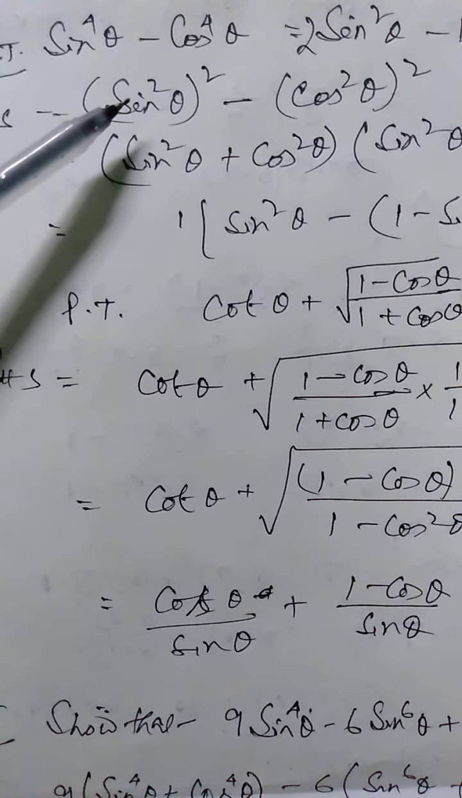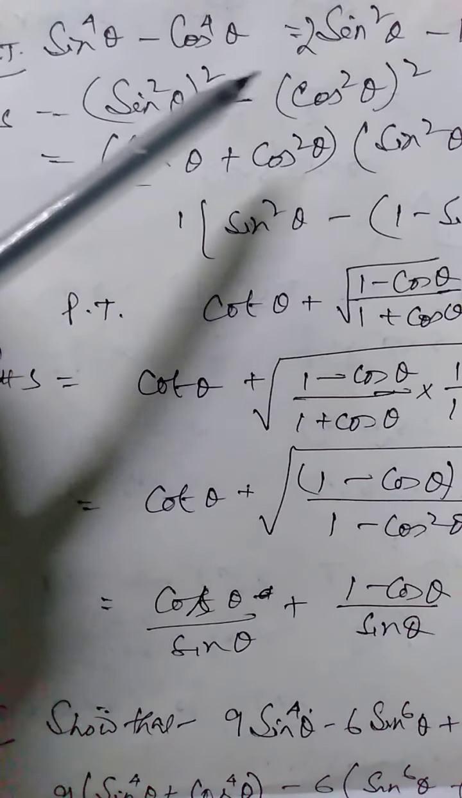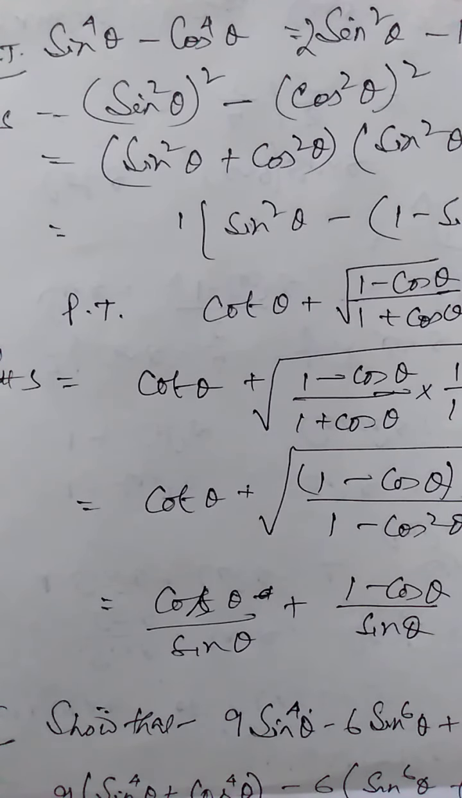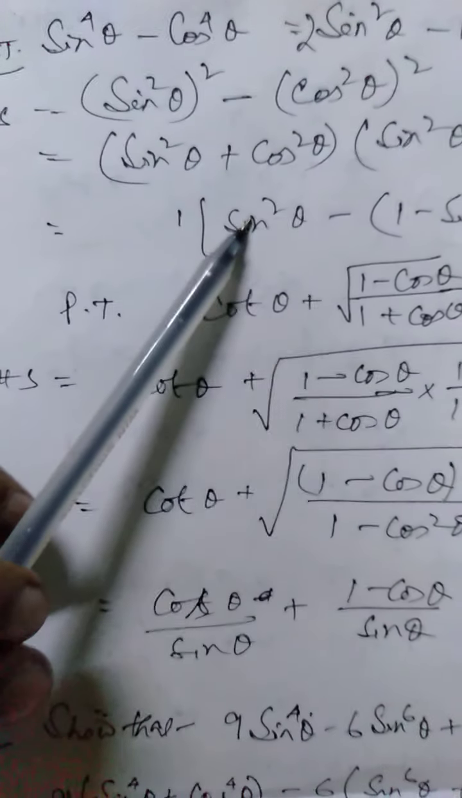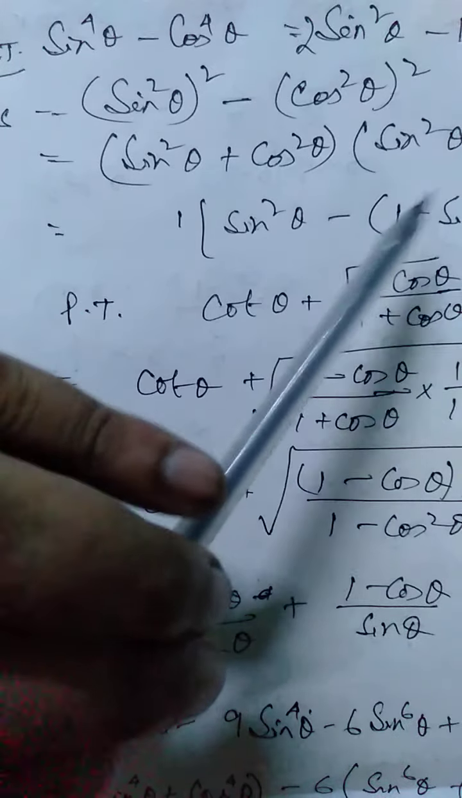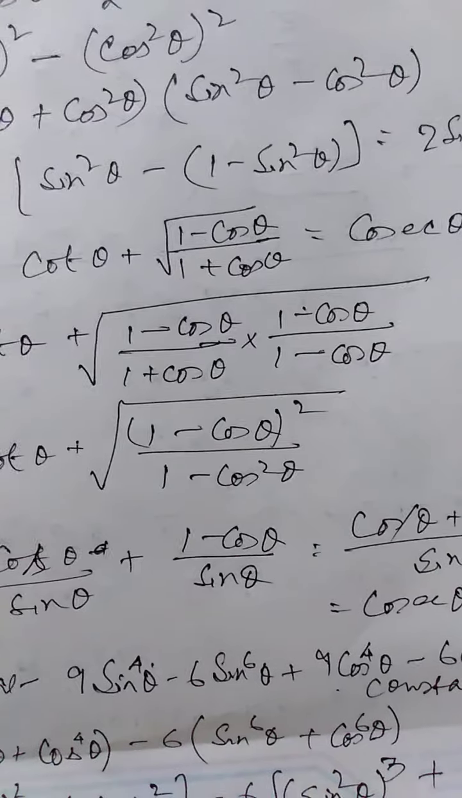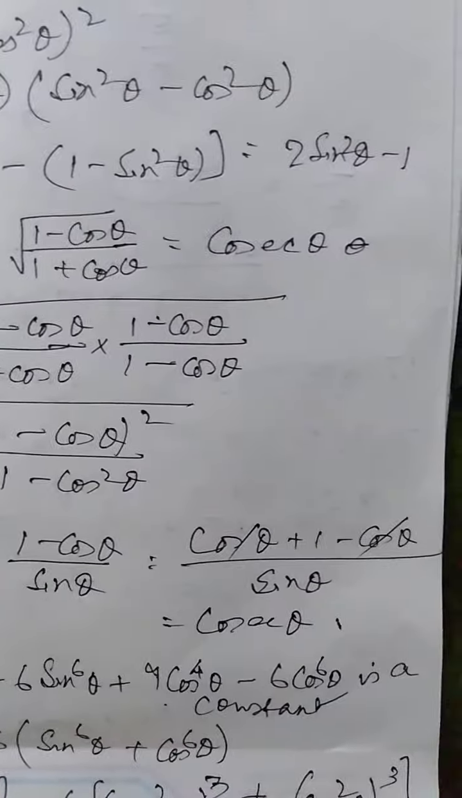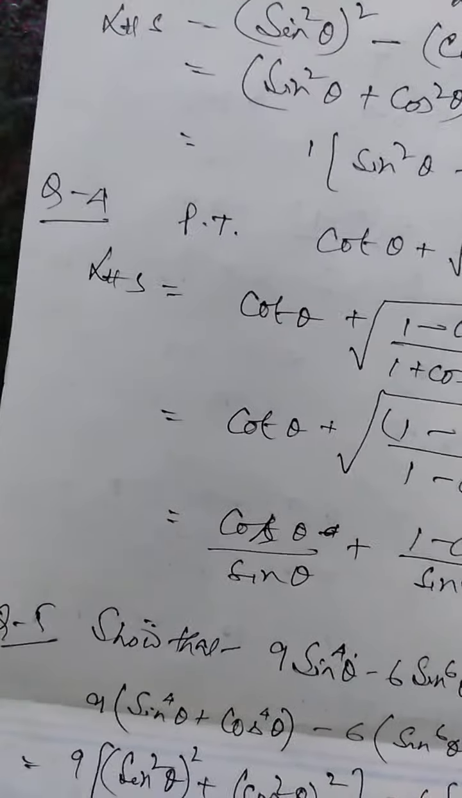Okay? So here we have written sin square. So now we are applying the formula of a square minus b square. What is that? A plus b into a minus b. So now this part is becoming 1. And this part is what? This sin square you write as it is, and this cos square you write 1 minus sin square. So what we are getting? Sin square minus 1 minus sin square theta. So what we are getting? 2 sin square theta minus 1. Okay?